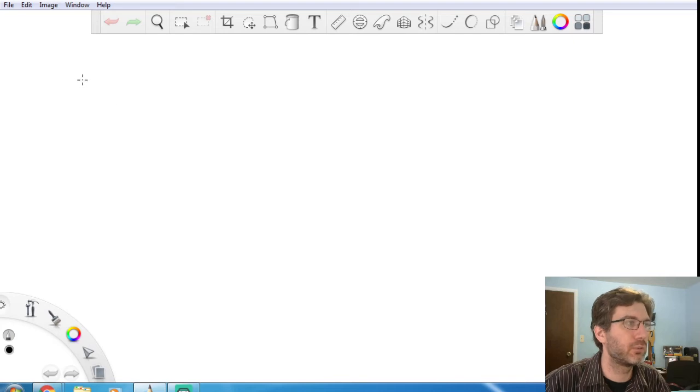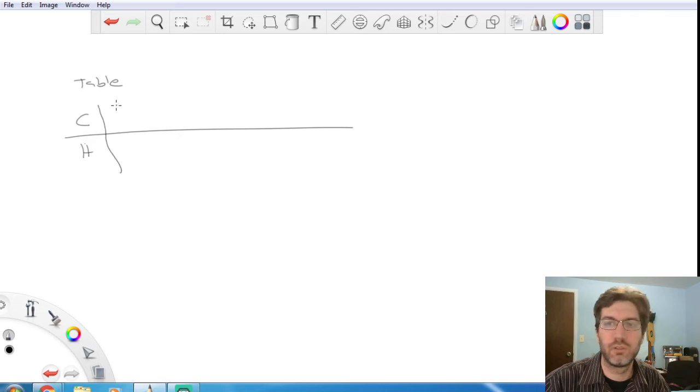So for the table, you have carbon versus hydrogen. If I have 1 carbon, I have 4 hydrogen. If I have 2 carbon, I then have 8 hydrogen. If I have 3 carbon, I then have 12 hydrogen. And you can see how it's going up.